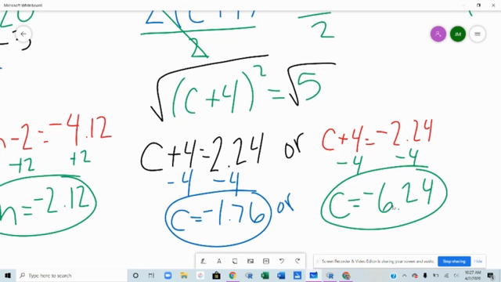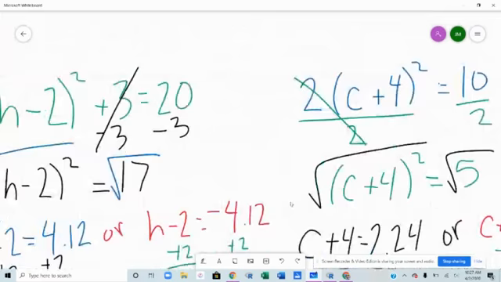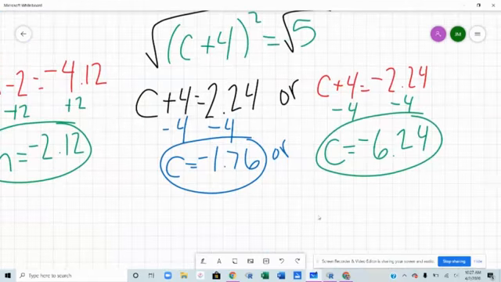So you should always get two answers. They won't always be one positive and one negative. It depends on when you square root. When you square root, that's when you get one positive and one negative. But your final answers won't always be that way.